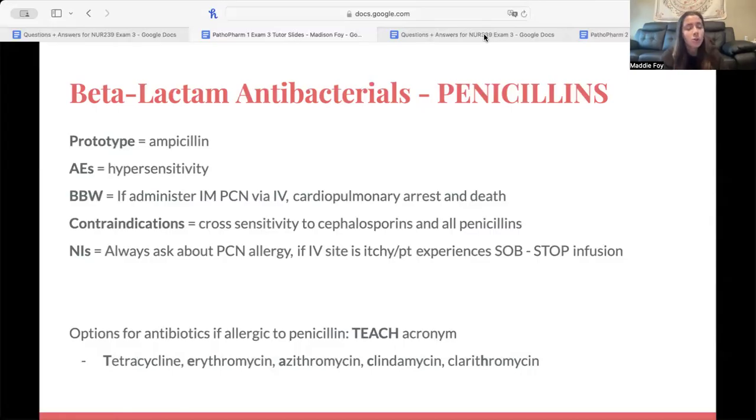And then also with penicillin being such a high chance for allergies, it is important to know the antibiotics that are good alternatives to penicillins and therefore cephalosporins. And the acronym that I used was TEACH. This was like the best thing I could come up with when I took this class. So there's tetracycline, erythromycin, azithromycin, clindamycin, and then clarithromycin. That's where the H comes from. Otherwise, just do TEACC, and you might be able to remember it that way. But that helped me so much when I was studying for this as well.